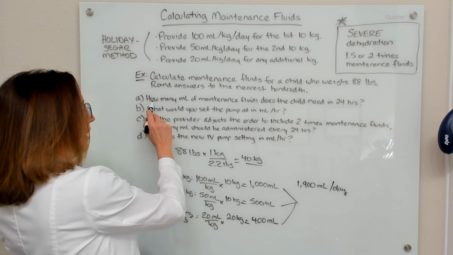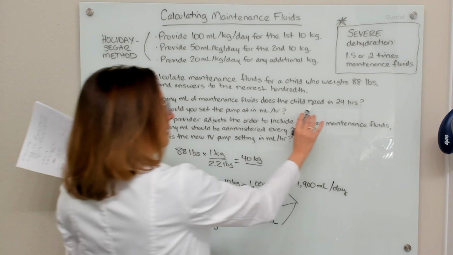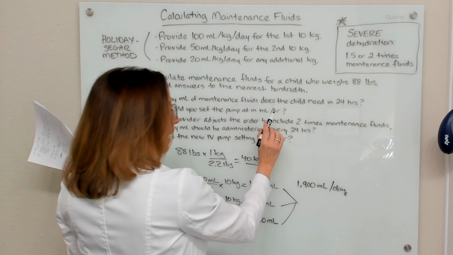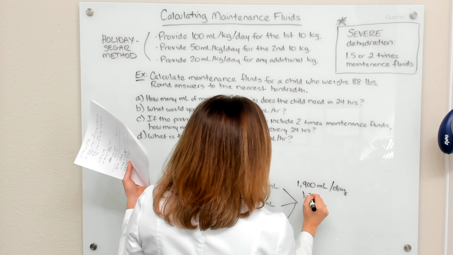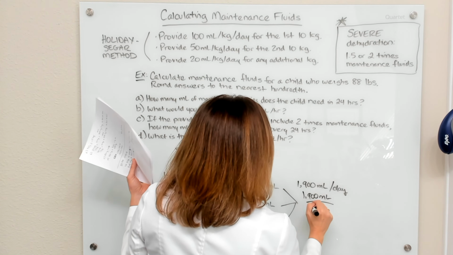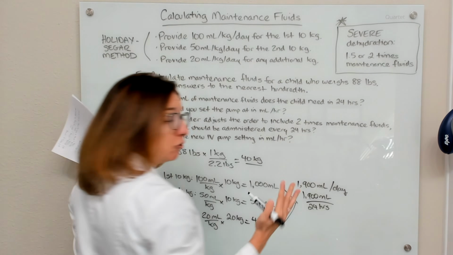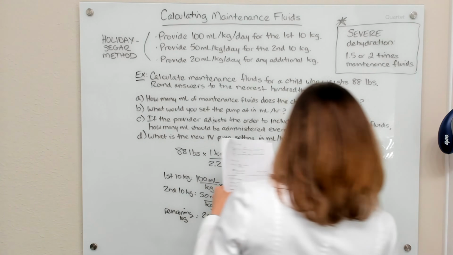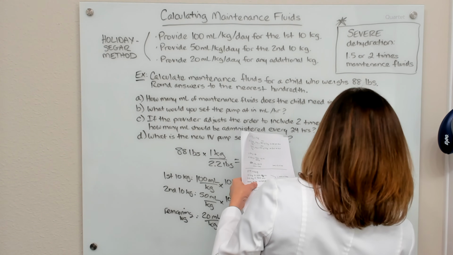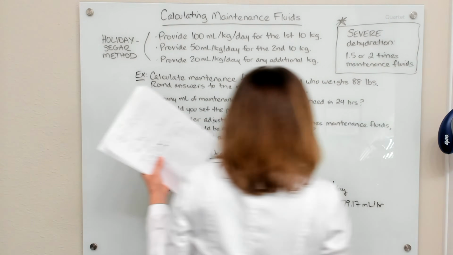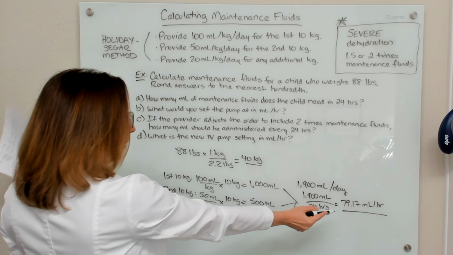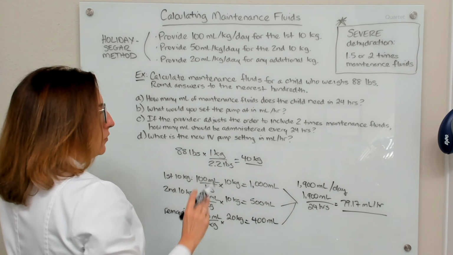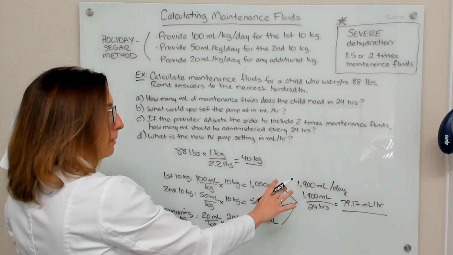So that's the answer to part A. How many milliliters of maintenance fluids does the child need in 24 hours? Part B is what would you set the pump at in milliliters per hour? So I would simply take this 1900 milliliters, divide it by 24 hours to get the milliliters per hour. And if I do that calculation, I end up with 79.17 milliliters per hour. This is rounded to the nearest hundredth, which is what we were instructed to do here. And this is what I would set the pump at to deliver the maintenance fluids to the patient.